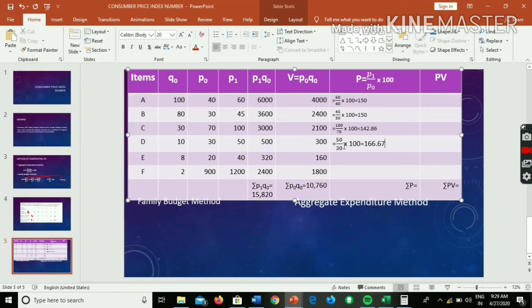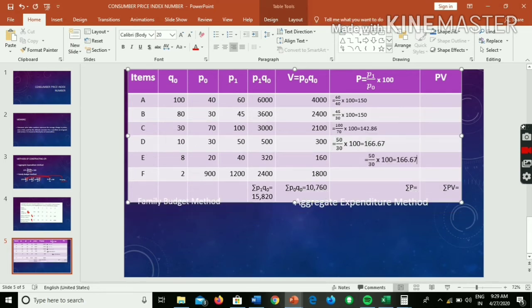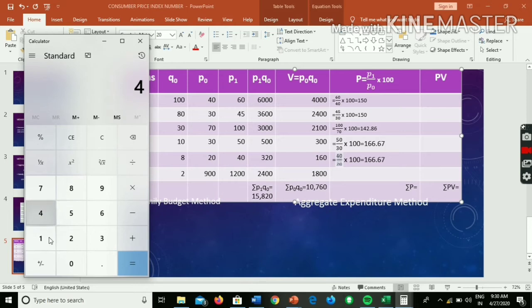Okay, so next, 40 divided by 20. 40 divided by 20 percent, which gives 200.